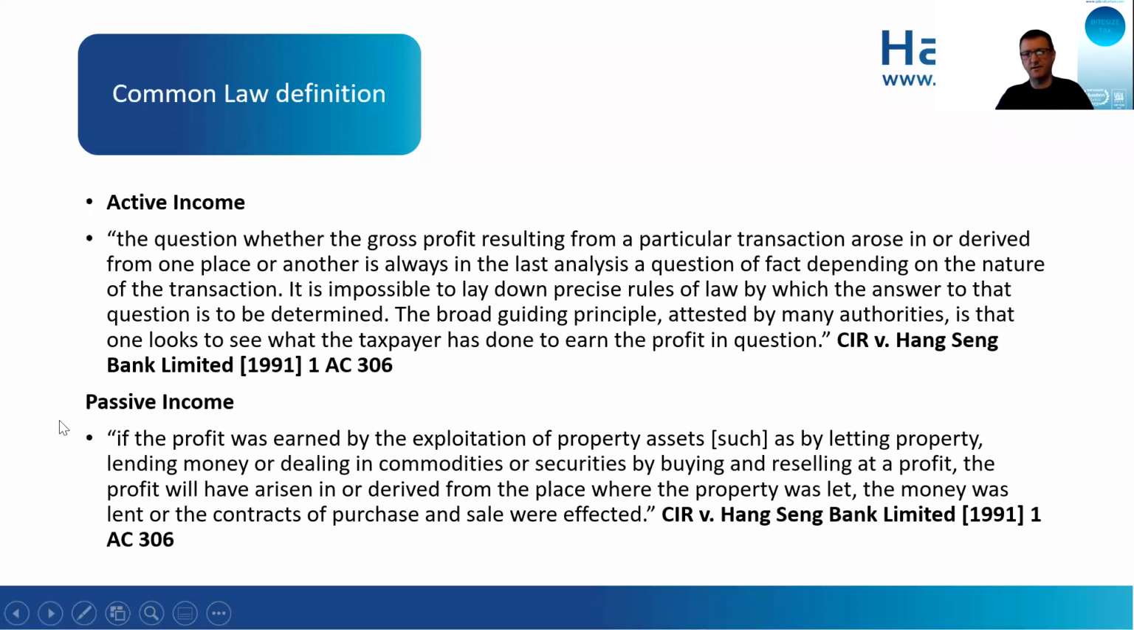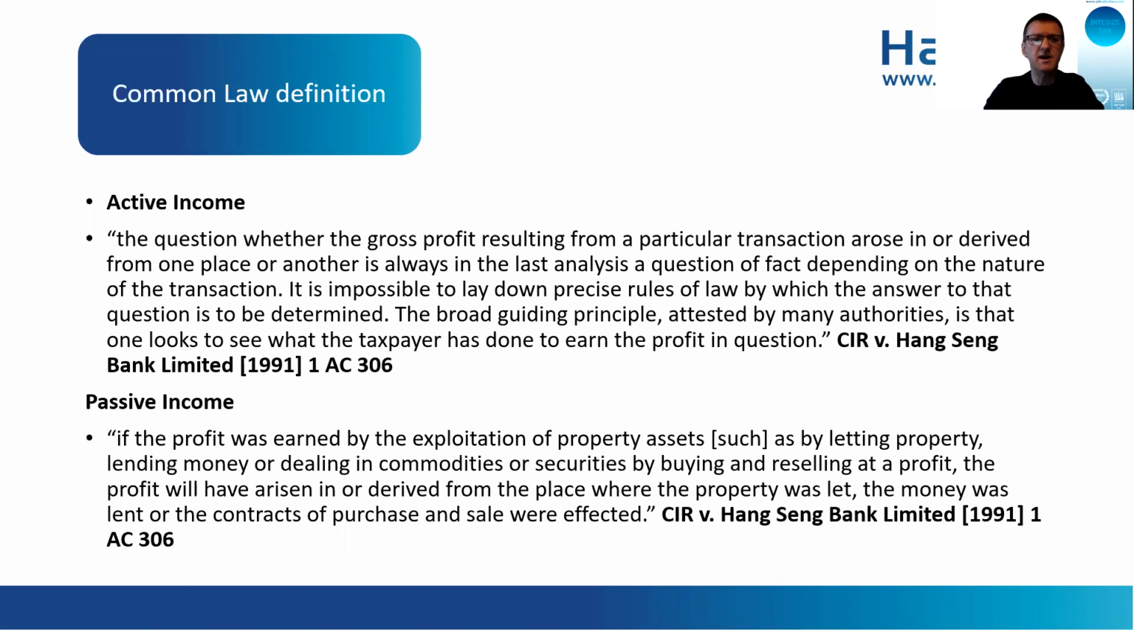So let's look at the common law definition of accrued and derived. For the sake of clarity, I've taken the definition of this language from Hang Seng as the landmark case on this matter. The judge, Justice Bridge, divides his description of the effect of accrued and derived from language into two parts. First of all, he talks about active income, and then he talks about passive income. So we'll quickly read through those.